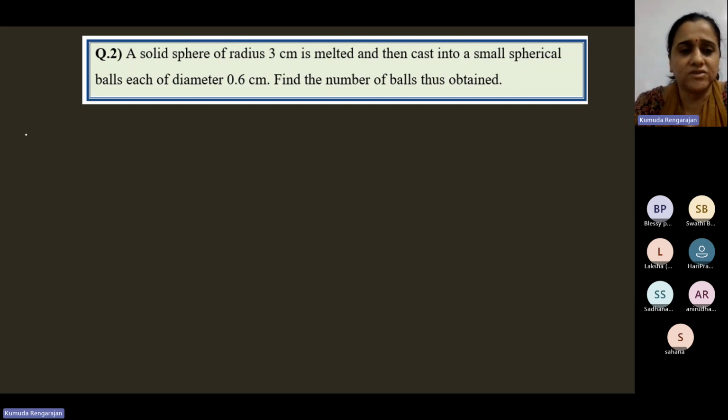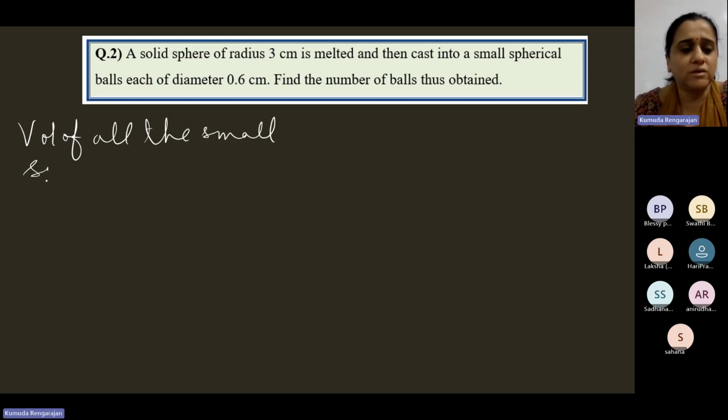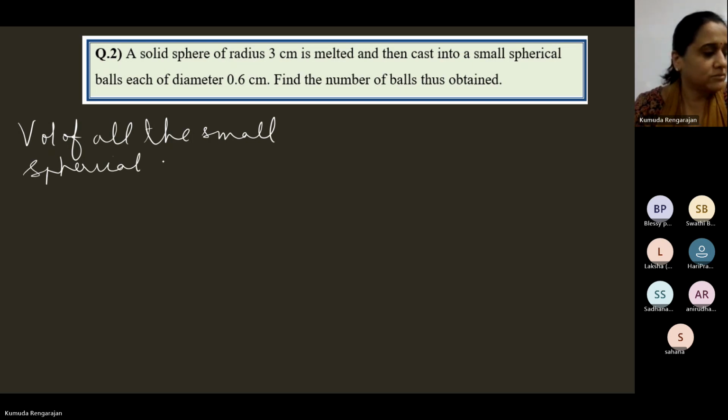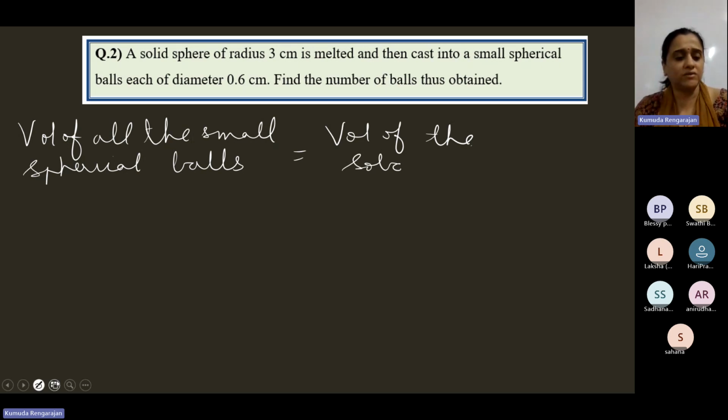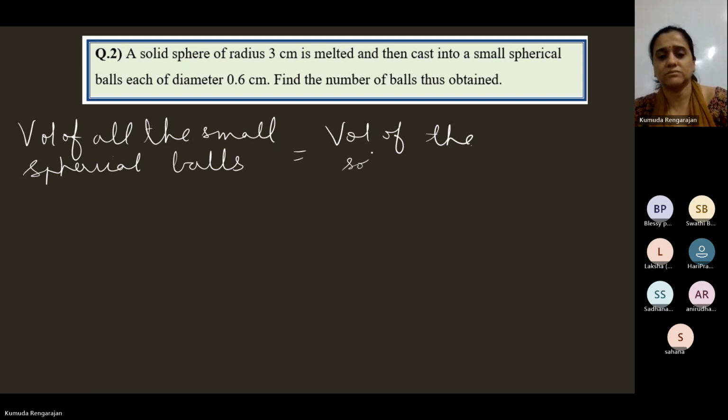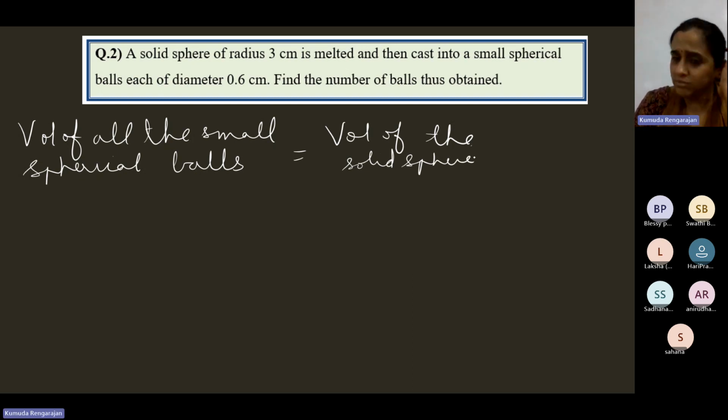So let's write that in the LHS. Volume of all the small spherical balls is equal to volume of the solid sphere. A solid sphere is melted, so it is equal to the volume of the solid sphere. So the volume of all the small spherical balls is equal to the volume of the solid sphere.